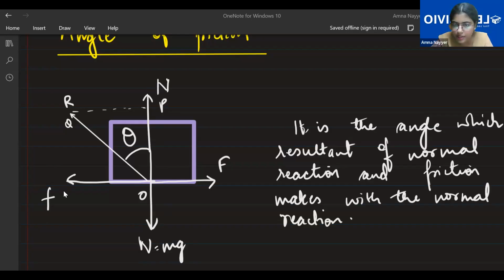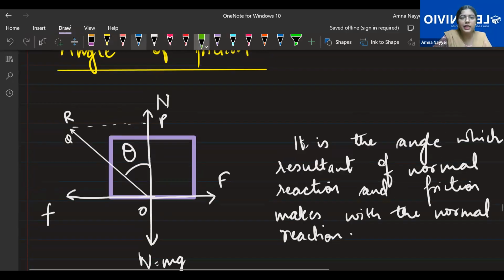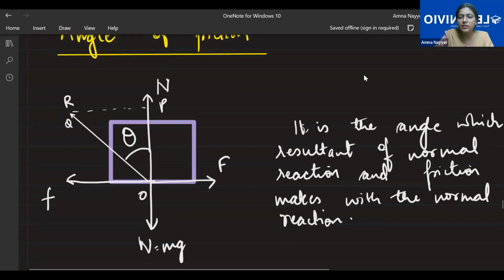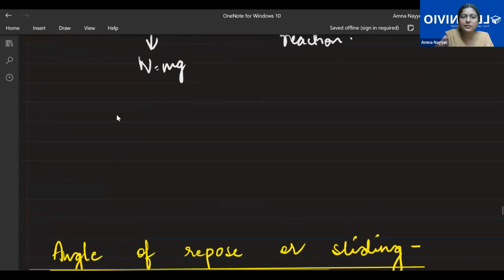That means it's a static friction acting. Now, if I just talk about the normal reaction and the frictional force, like if I have the normal reaction, this is the normal reaction, and this is the frictional force. So both of these are forces, both of these are vectors. Now two vectors making an angle of 90 degrees, that's what we have to solve.